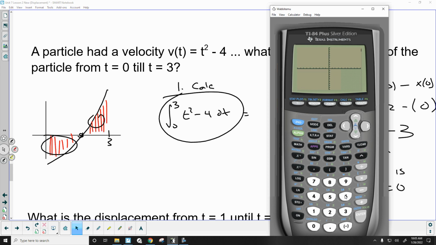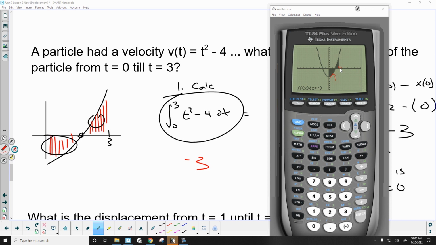You can even just do zoom standard here. You could say, hey, I would like you to accumulate my velocities from 0 to 3. And it shows you all you need. Negative 3, I got the same answer. But my calculator did it a different way. It found that area, it found that area, it added all together, it accumulated all my velocities.